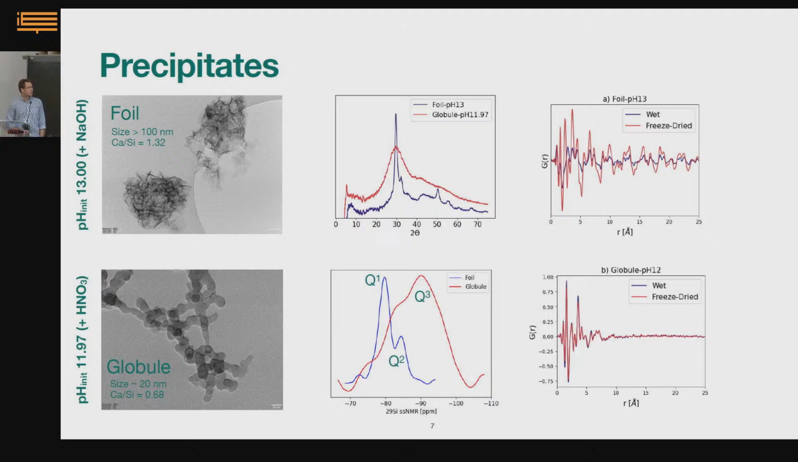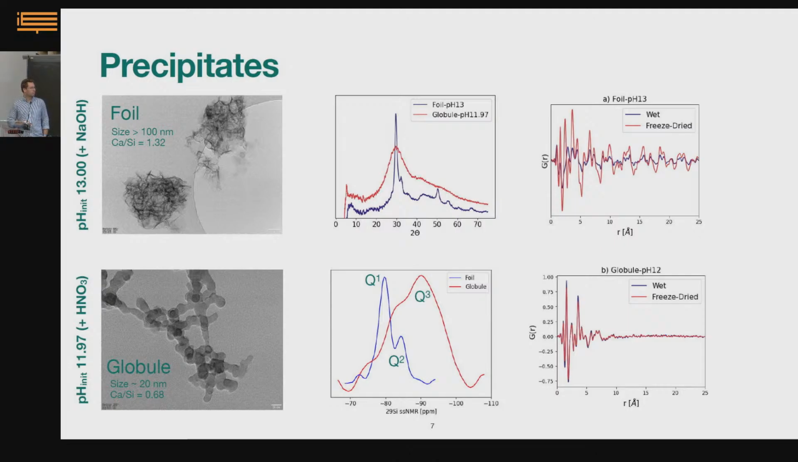So we use this setup and we adjusted the pH, either way raise it a little bit by adding sodium hydroxide or lower it to go to lower pHs with nitric acid. And if we start with a pH of 13 in our sodium metasilicate solution, we get a foil morphology where the foils are more than 100 nanometers long with a calcium silicon ratio of 1.32. And they have, this is the blue XRD, they have the typical CSH reflections. I'll talk more about it later, a lot more about it later.